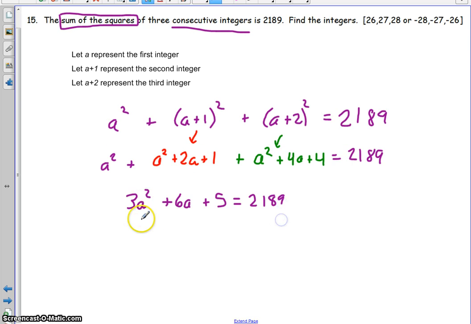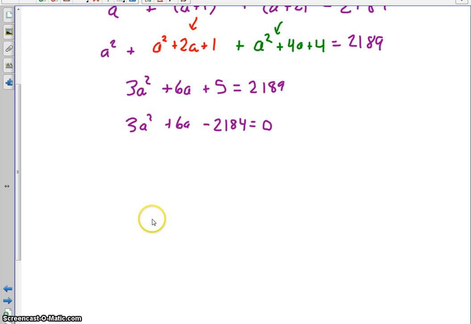Okay, and I cannot solve this quadratic equation unless it's all equal to 0, so I'm going to subtract 2,189 from both sides of the equation to get negative 2,184. So I have 3a squared plus 6a minus 2,184 equals 0. Once I have my equation in standard form and equal to 0, I can either do factoring or use the quadratic formula. So I'll do a quick check to see if it factors.